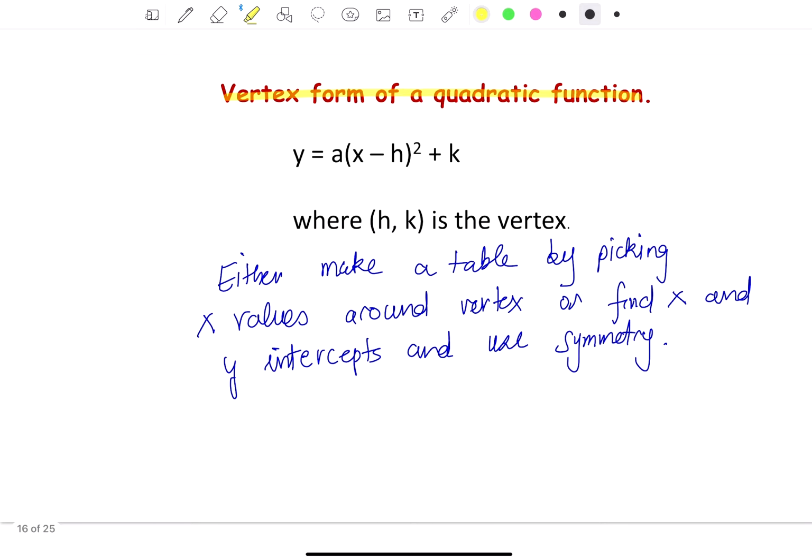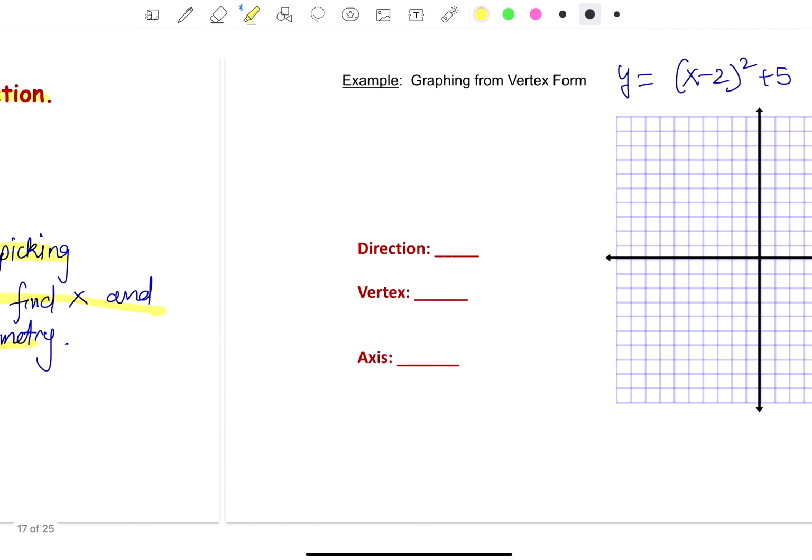Next, we're going to look at the vertex form of the quadratic equation, which is written as y equals a times x minus h squared plus k. hk is the vertex. And once we have the vertex, we can either make a table by picking x values around the vertex, or we can find the x and y intercepts and use symmetry.